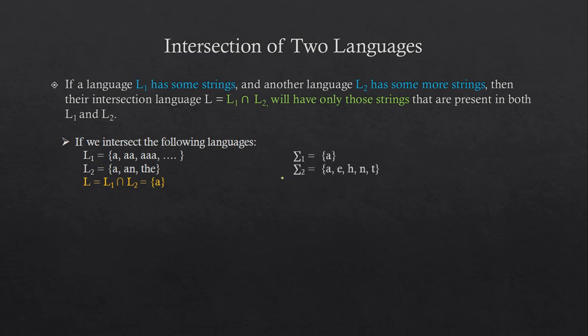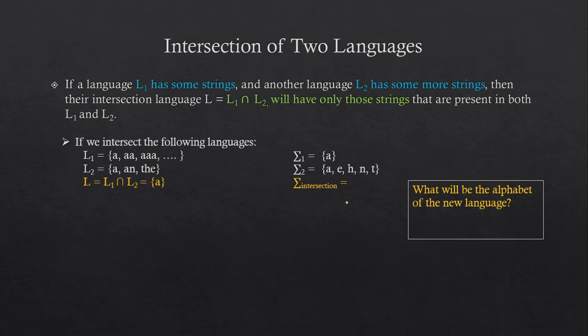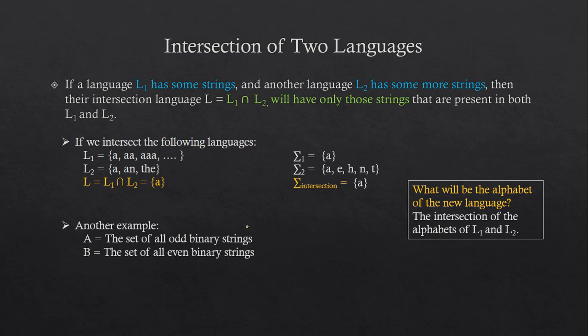What do you think will happen to the alphabet? The intersection language will only require the symbols that are present in both sets, right? So the alphabet is going to be an intersection of the other two alphabets. Let's look at the example one more time. We have the set of all odd binary strings and the set of all even binary strings. If we take the intersection, there will be nothing in common, so the intersection will be an empty set because no string that is odd is even and vice versa.